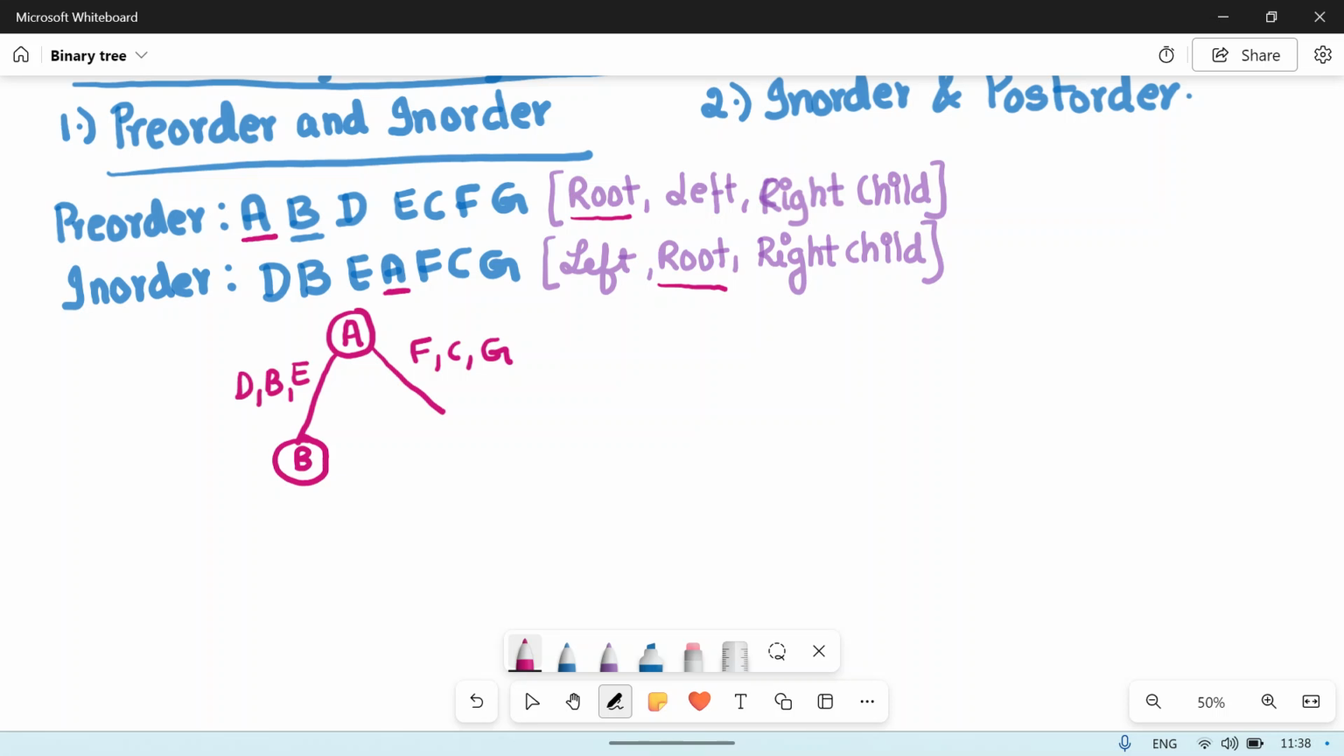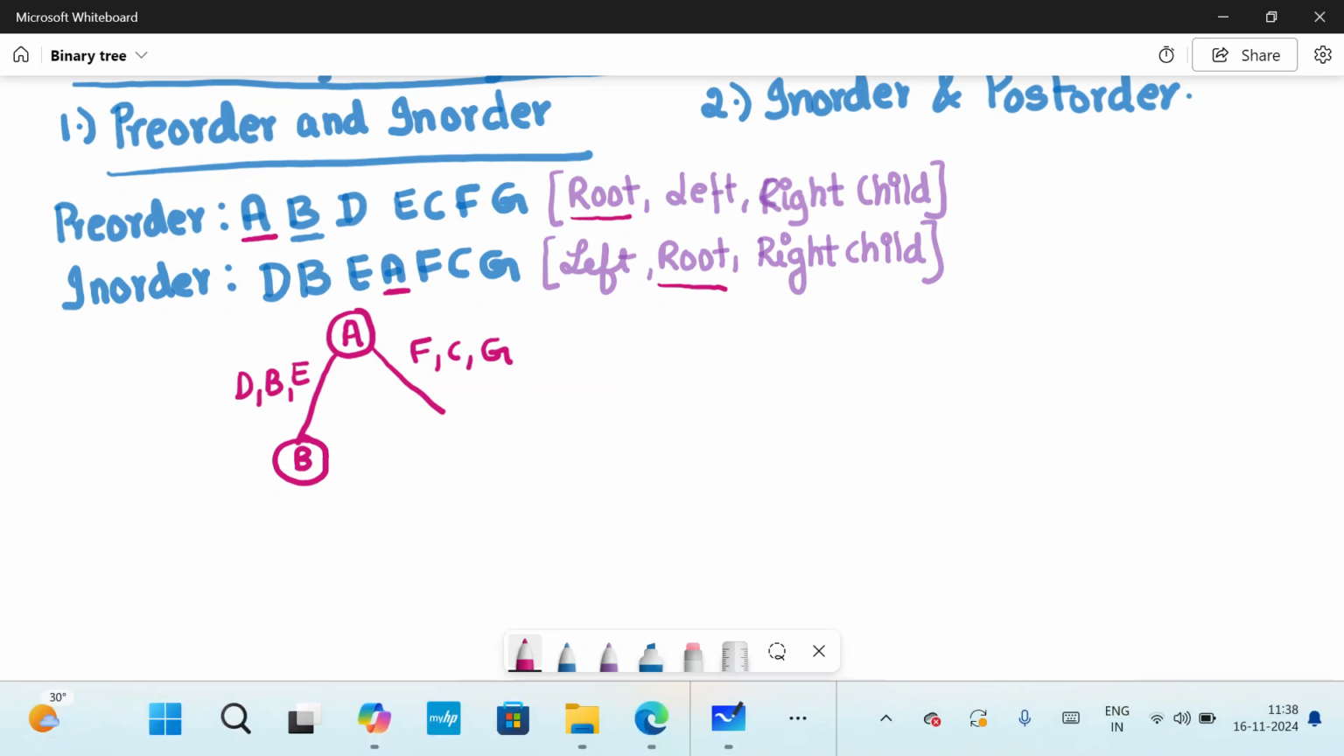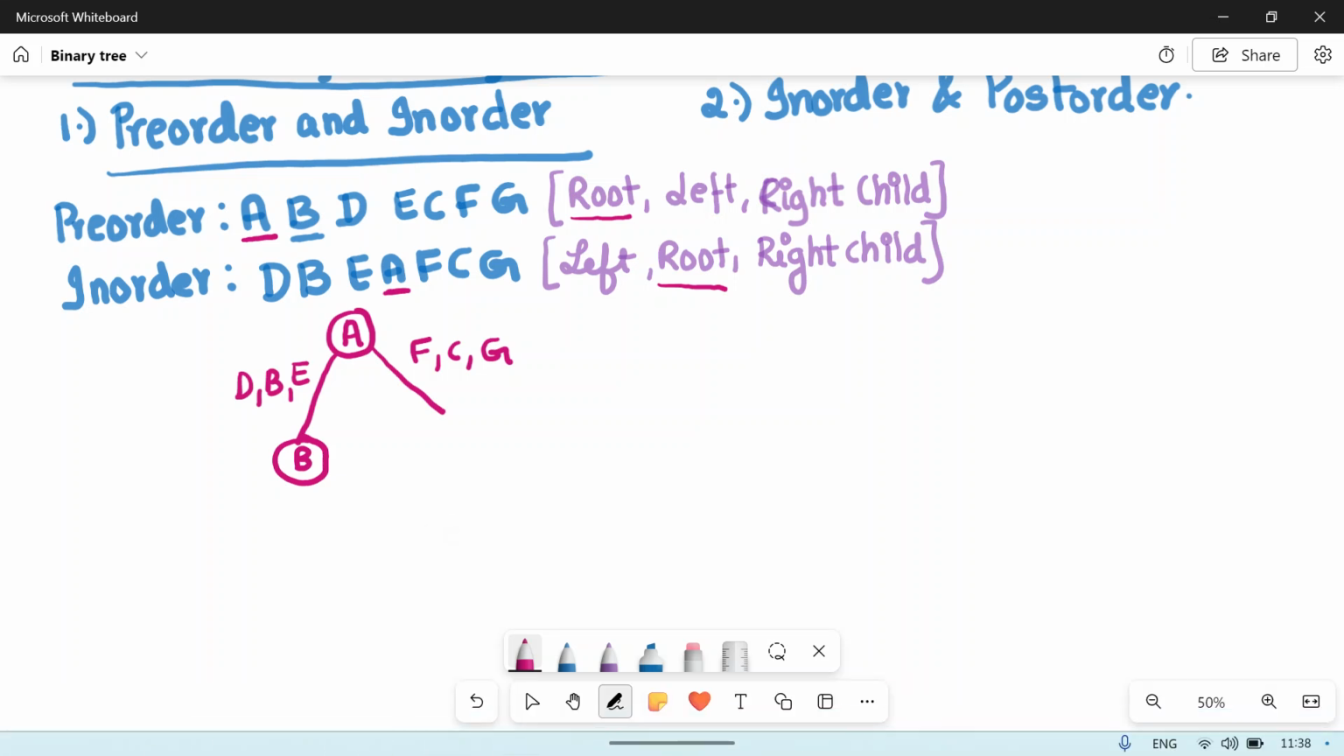After you do that, you look at the inorder. See, B is over here. So to the left of B, which node is there? D. And to the right of B, which node is there? E. So this means that D will come to the left of B and E will become the right child of B. This is how it works.